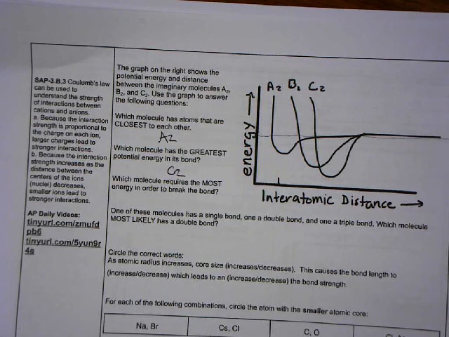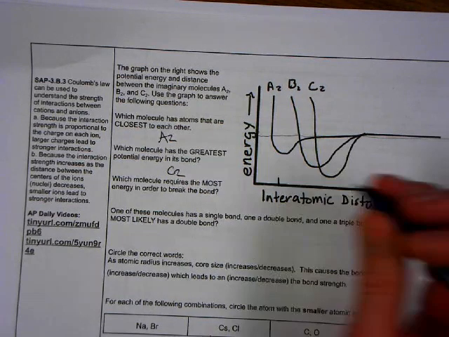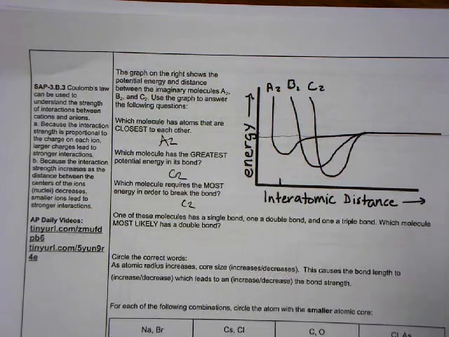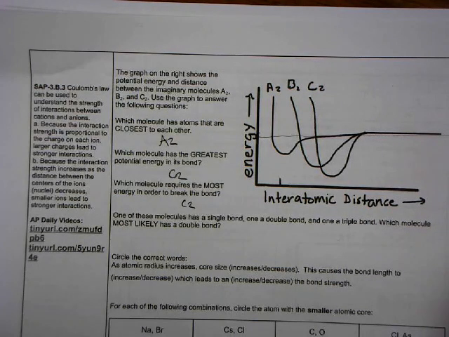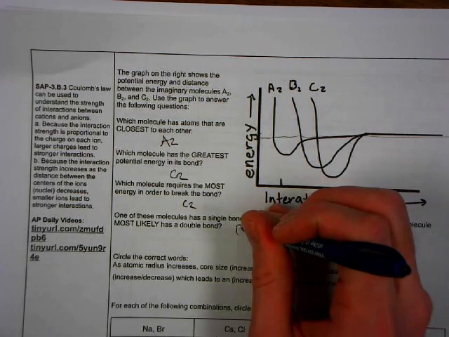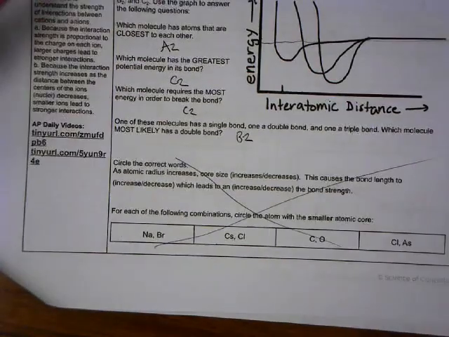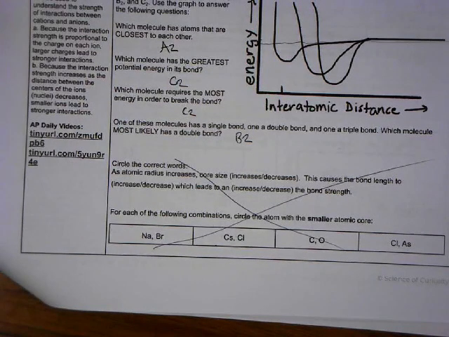Now, which molecule requires the most energy in order to break the bond? Don't overthink this. It's also C2. If C2 has the greatest potential energy in its bond, it's going to require the most energy to break it. One of these molecules has a single bond, one double, one triple. Which one most likely has the double bond? Yeah, B2.